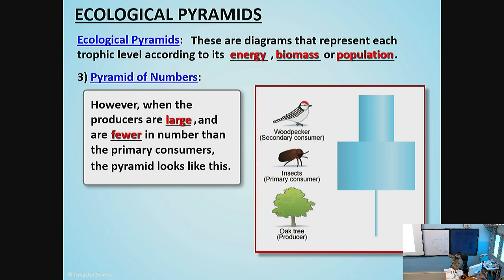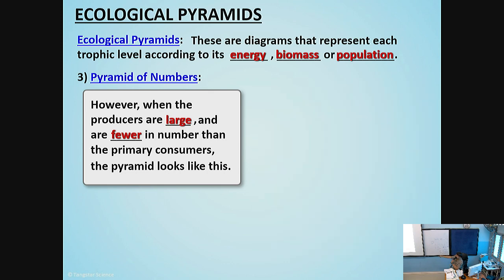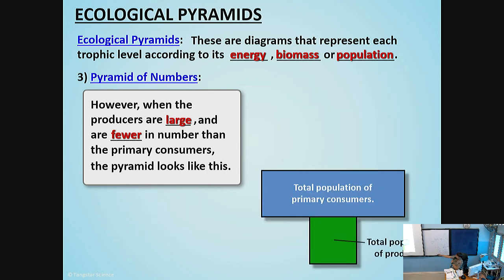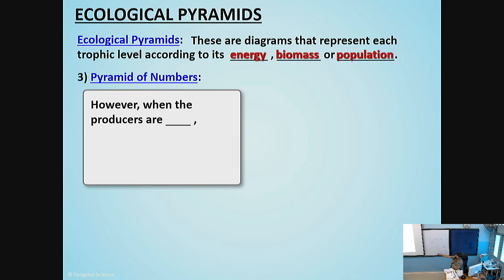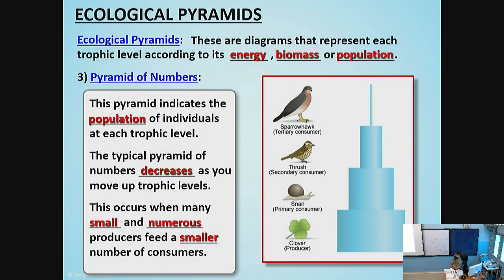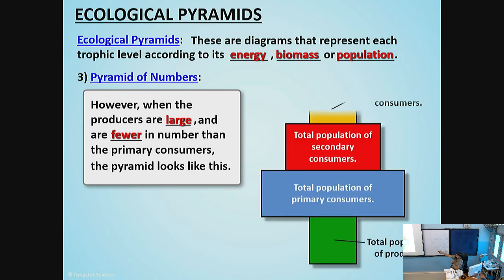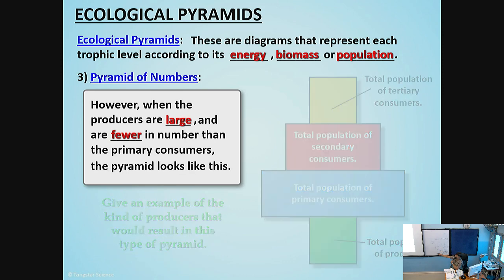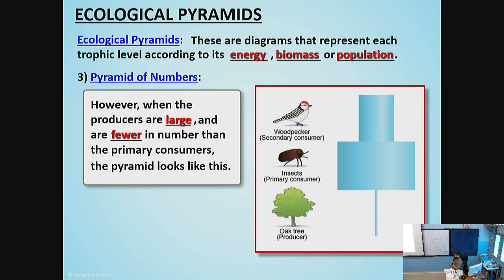But if the producers are small and numerous, it looks like this one. But if the producers are large and smaller primary consumers, it looks like this one. That is pyramid of numbers.